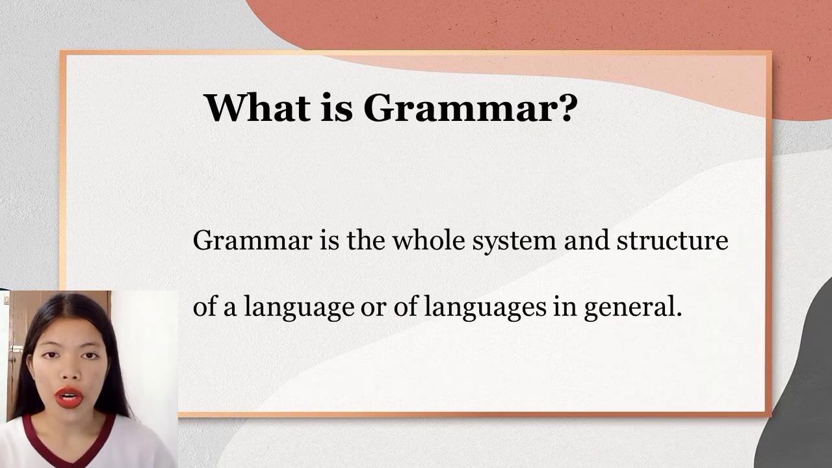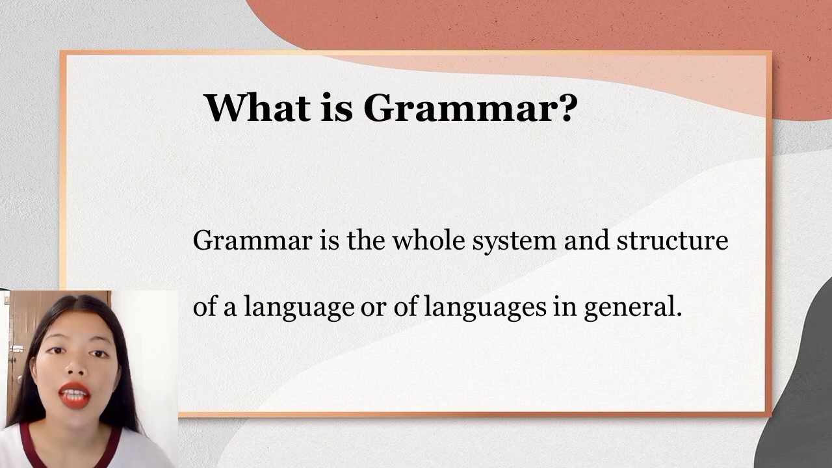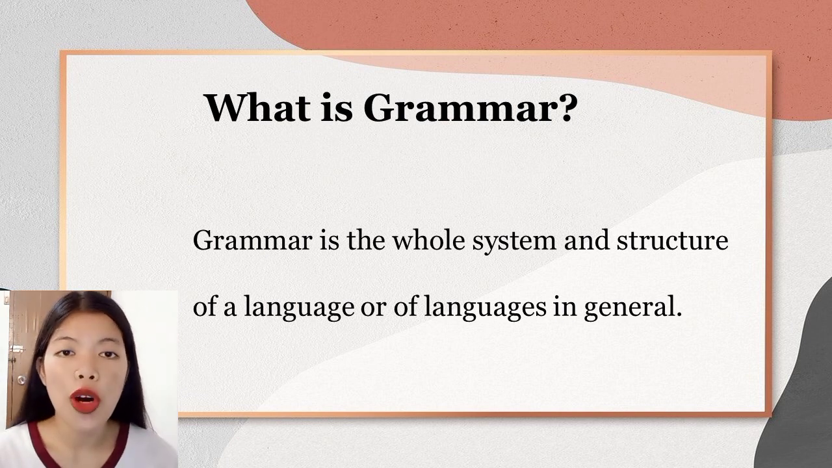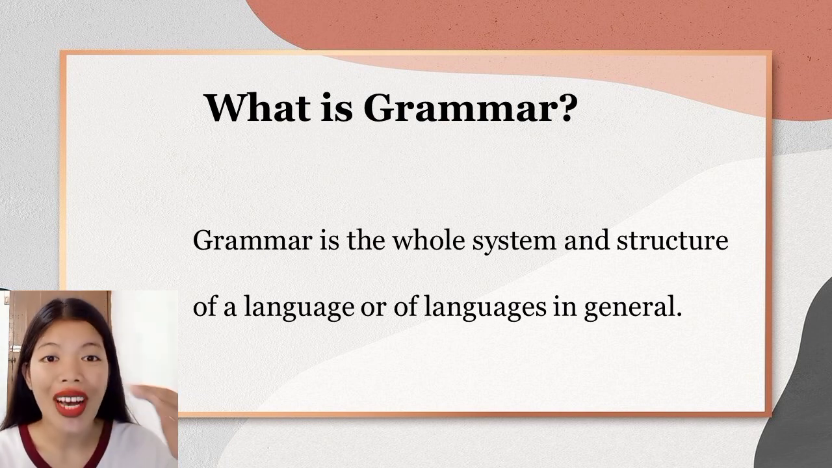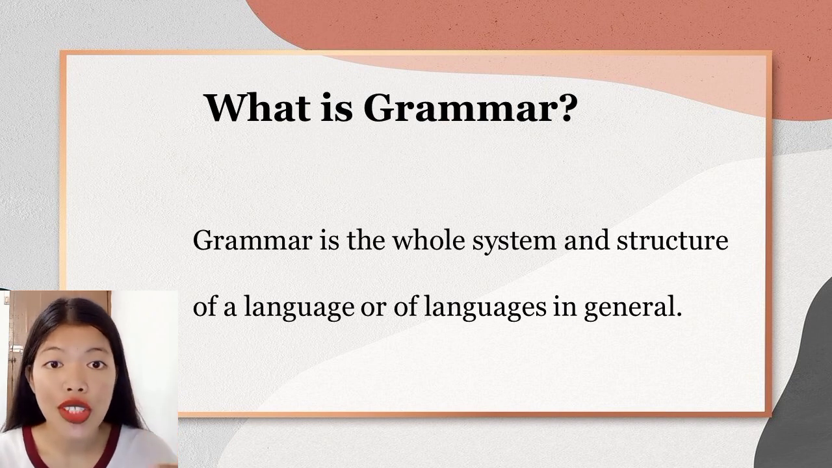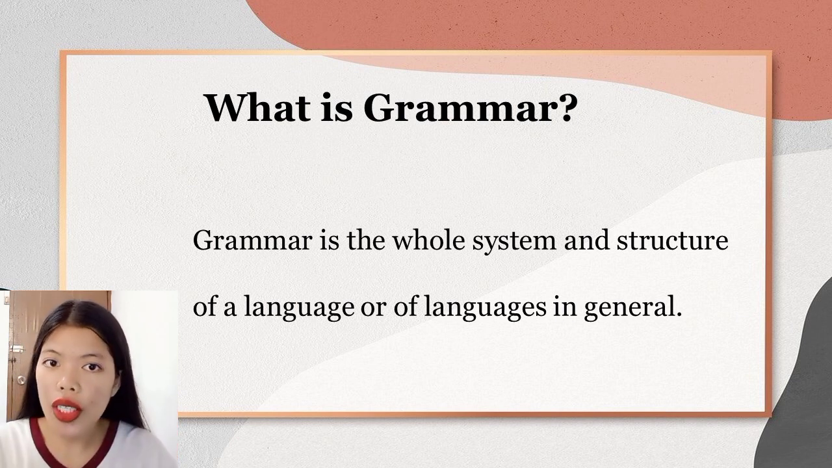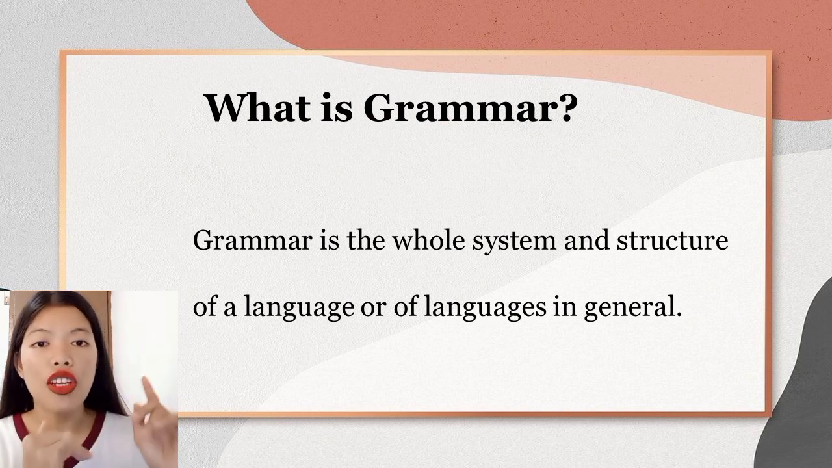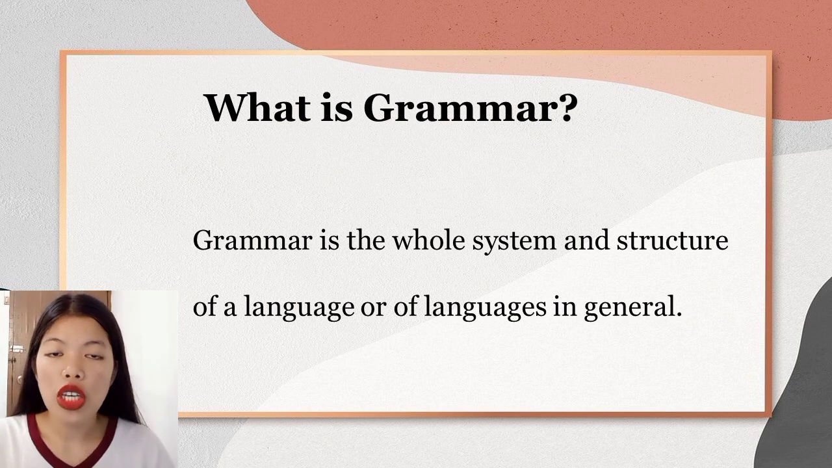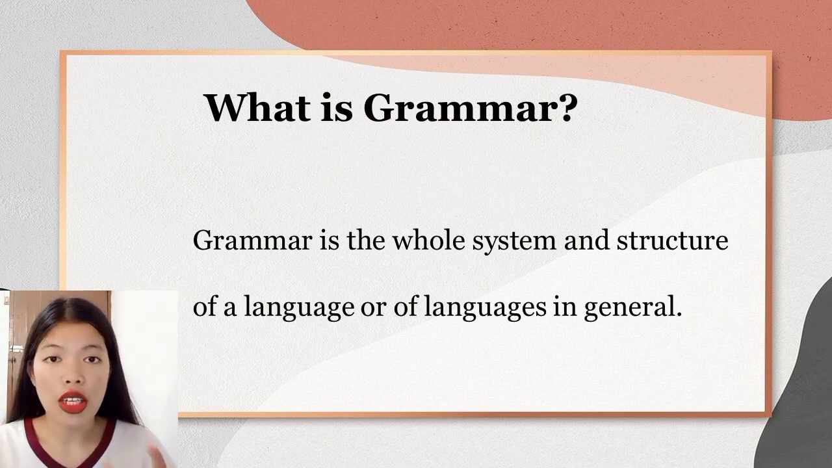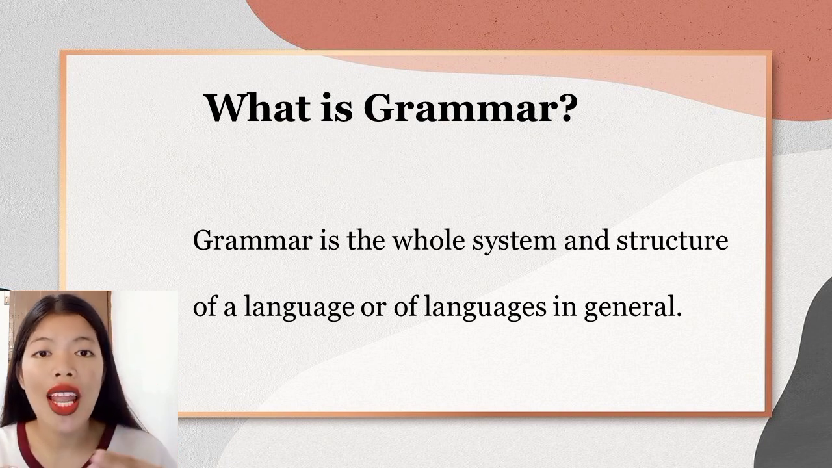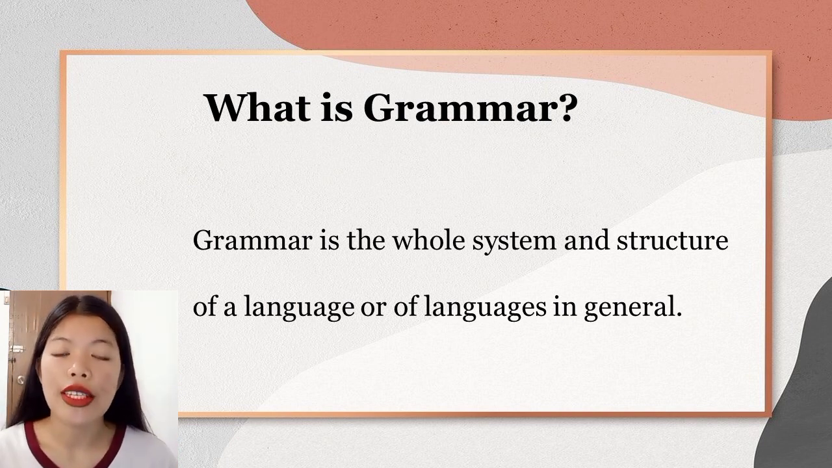What is grammar? Grammar is the whole system and structure of a language or of languages in general. It means that before you can effectively form a language, it undergoes processes, structures, and stages, from sounds to words, from words to sentences. Grammar is the study of sounds, word formation, and sentence structure. It undergoes a process in order for you to effectively use language in your daily communication.